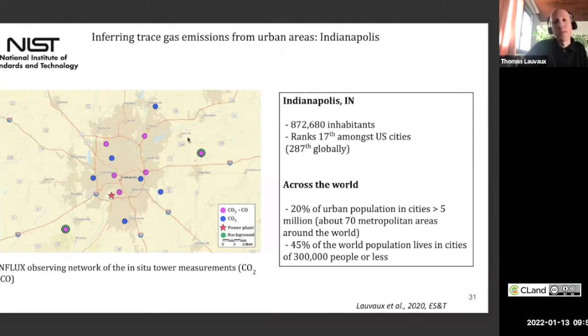Now we do it at the scale of a single city. You see here the different sites around the city. It's the Midwest, so you're surrounded by corn and soybean. There is a beltway around the city. It's pretty flat and wide. The suburban areas are quite spread out.